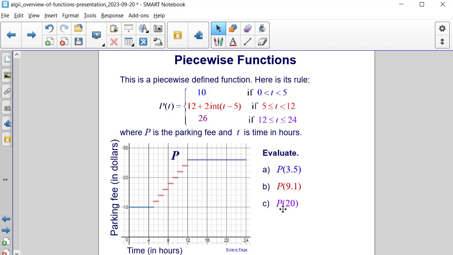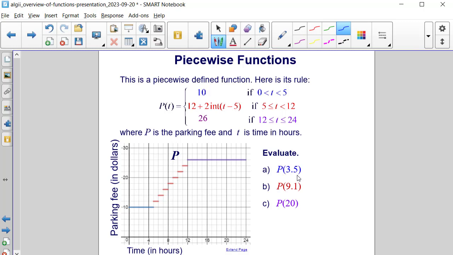We're going to evaluate this function, P of t, at 3.5, 9 1/10, and 20. First, let's look at the parking fee for 3.5 hours. So if we read our graph at 3.5 hours, it's just going to be at 10. We could also see that 3.5 falls between 0 and 5, so its output is going to be 10.